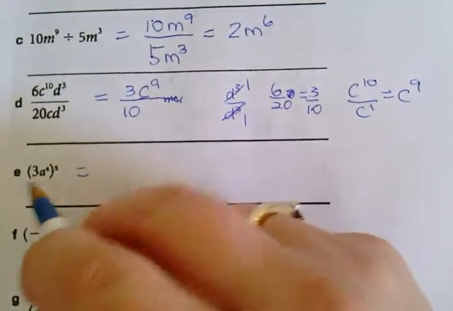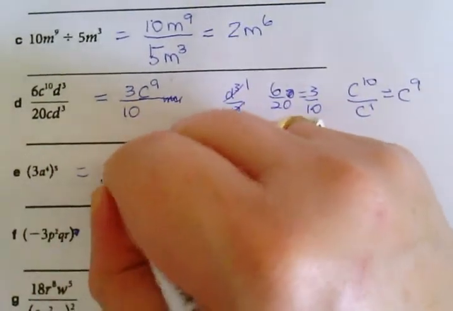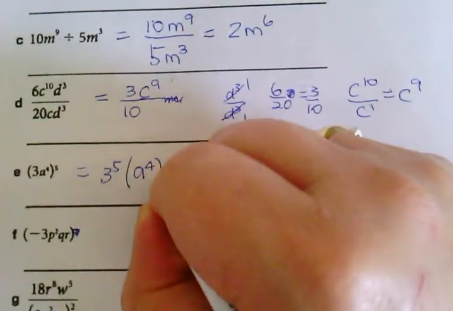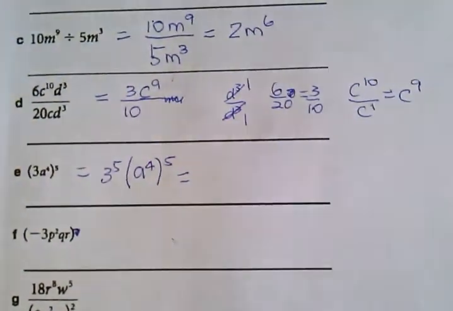Now this next one, everything is to the power of 5. So 3 is to the power of 5. And the a to the power of 4 is also to the power of 5.